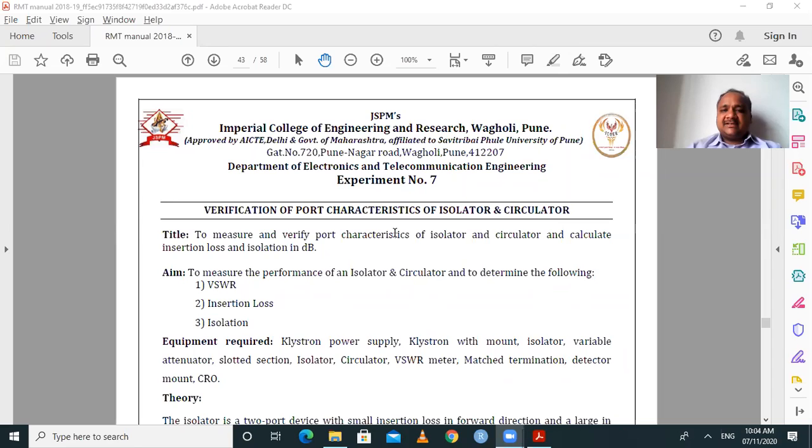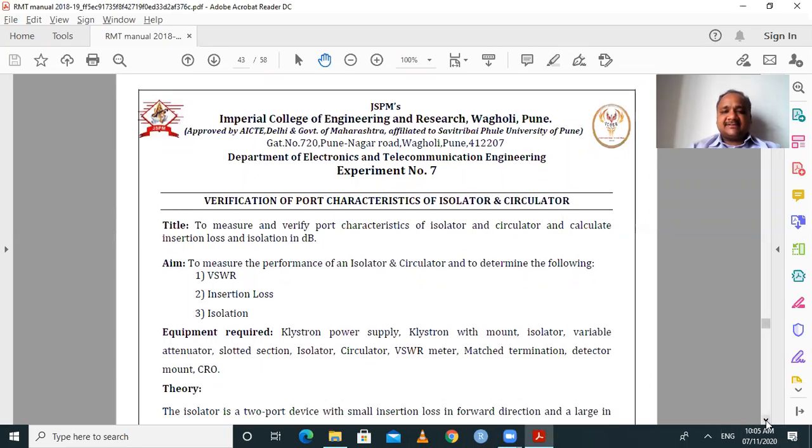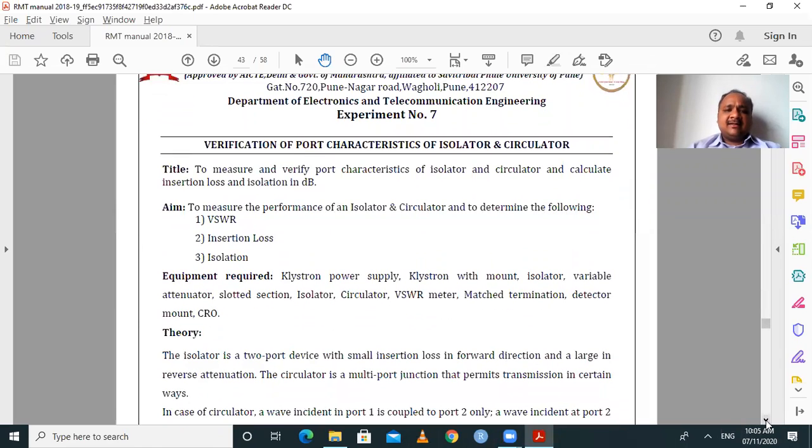The microwave test bench diagram contains a klystron power supply, which is the source of microwave energy, followed by an isolator. An isolator is a device useful for transmitting signal in only one direction. In other words, the isolator removes the backward signal, which means it reduces the backward signal. So we have to go for port characteristics of the isolator and circulator.